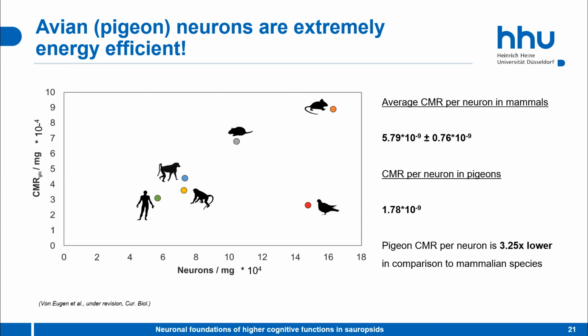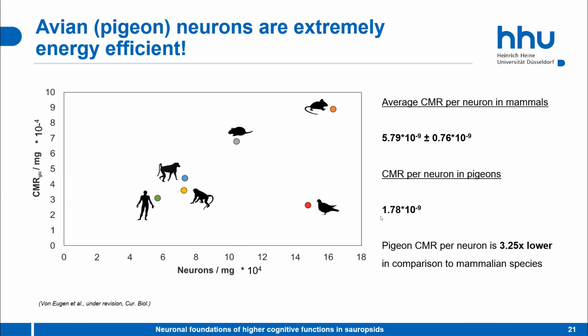Before I talk about pigeons, let's first have a brief look at the energy consumption of the typical mammalian neuron. What we have plotted here is CMR by neuron densities. You can see that mammalian species all fall on one regression line. That means that on average, a mammalian neuron, irrespective of species, requires the same amount of energy, which is approximately 5.8 times 10 to the minus 9.